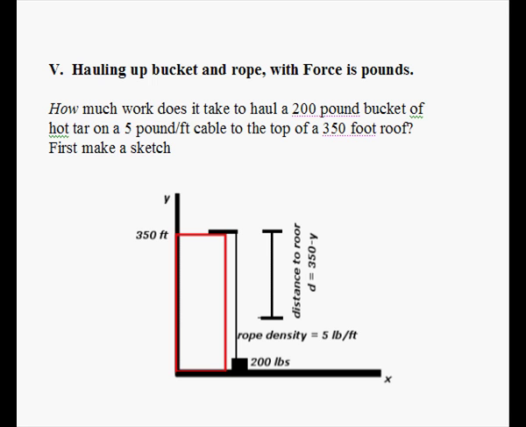So the first one we're going to do is that of hauling up a bucket and a rope. And we're going to let the force be specified in pounds, but we'll see we still have to do some integration here. So the question on this example is, how much work does it take to haul up a 200-pound bucket of hot tar onto a 350-foot roof, and you're hauling it up with a cable or a rope that is 5 pounds per foot.